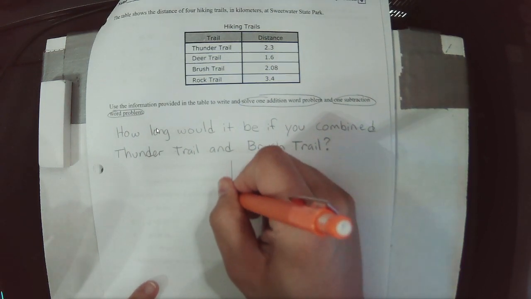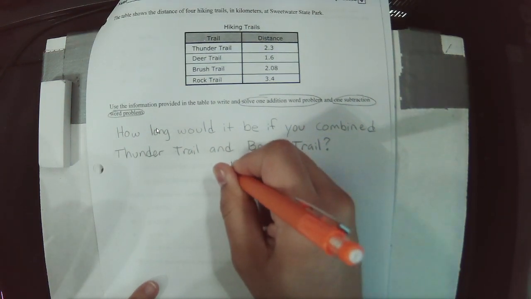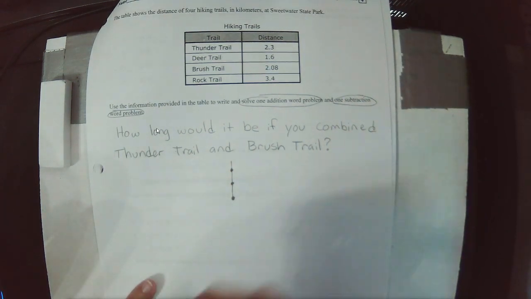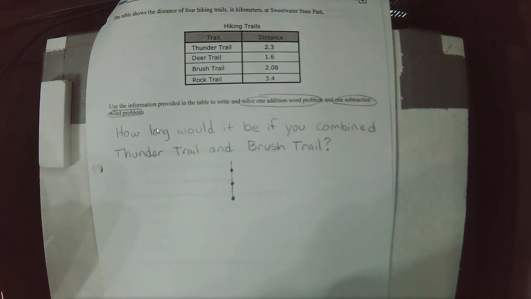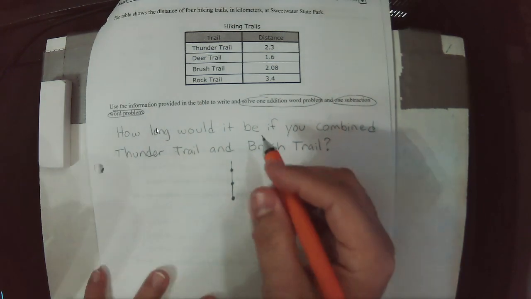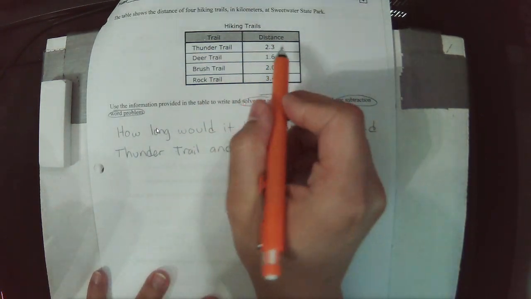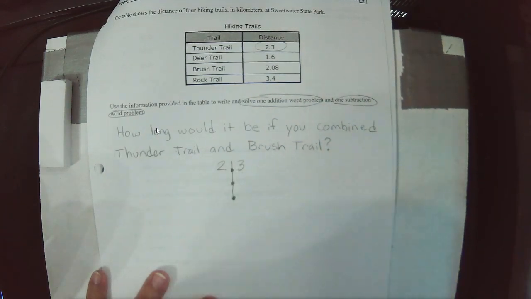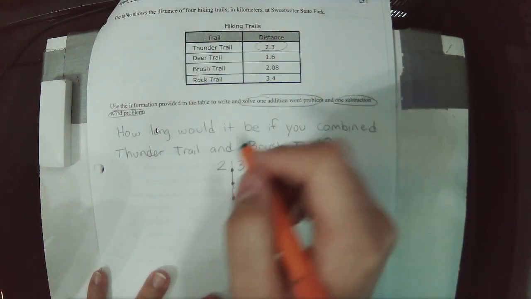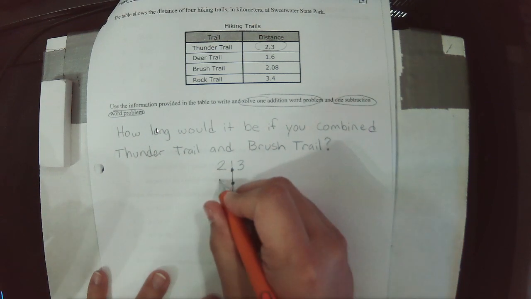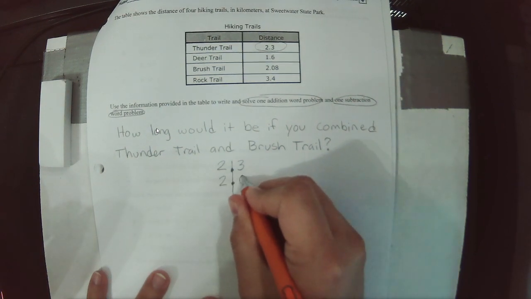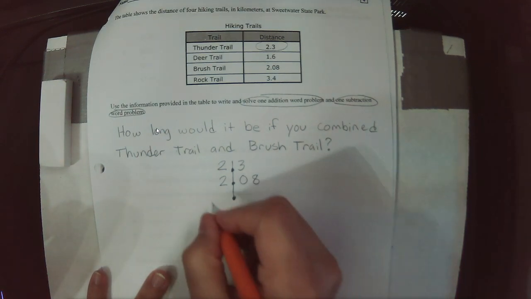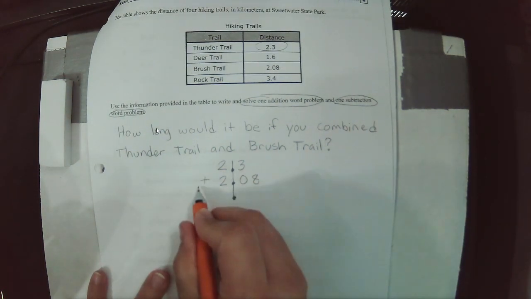We've got 2 decimals to add up. 1, 2, and then I can't forget, I need a decimal in my answer. So Thunder Trail was 2.3. Brush Trail was 2.08. And Jadine said that we're combining these. That's telling me I need to add.